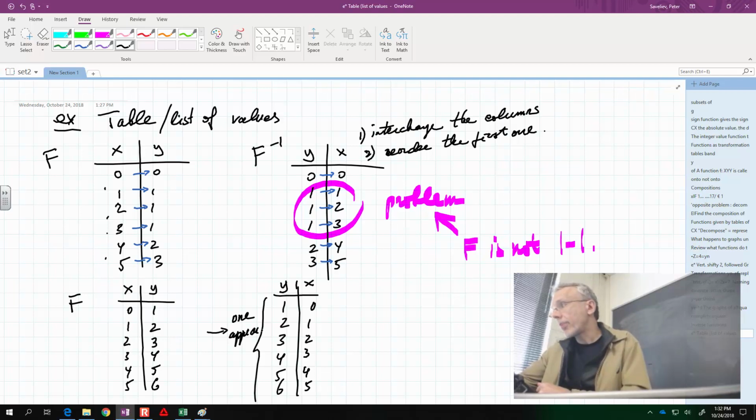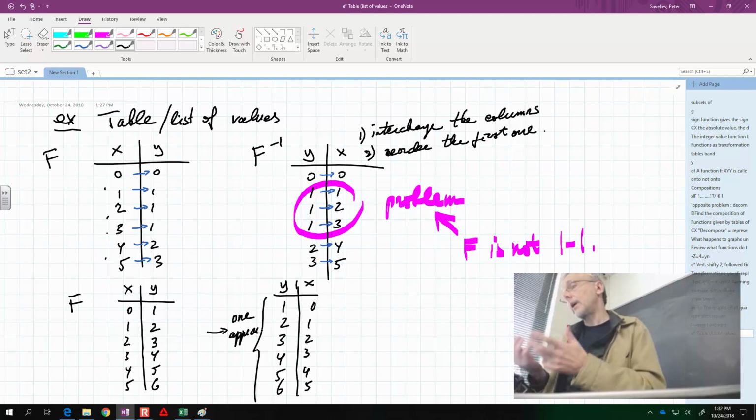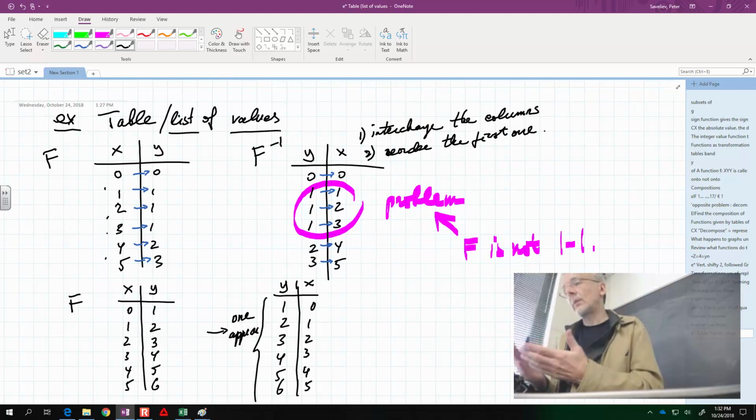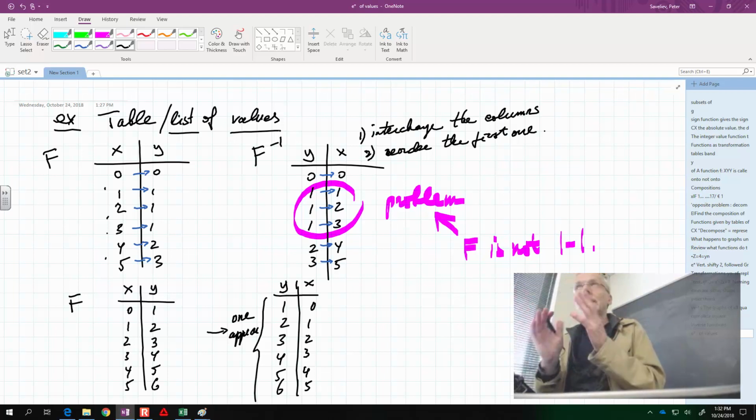The issue with being onto is not always a big problem because you can always cut the domain of the new function so that it would fit. We'll talk more about that, but if you have a list of values representing a function, the main idea is just interchange the columns because it is the same thing. You're not really building a new function, the inverse; you just take the old function and look at it in a slightly different way. So inputs become outputs and vice versa.